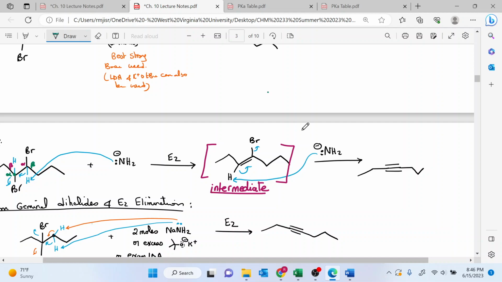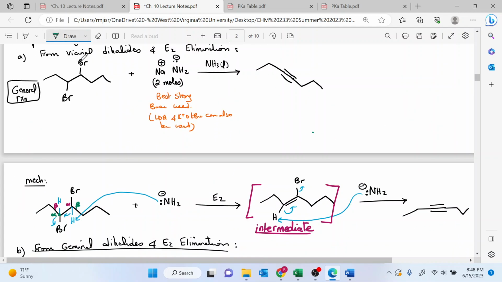So another mole of the base will attack the beta hydrogen, form a triple bond, and the bromine is going to leave. So the process is going to be a double elimination in order to achieve your alkyne. When the halogens are connected to two adjacent carbons, then these are called vicinal dihalides. Vicinal is a term that we use whenever the functional groups are connected to adjacent carbons.